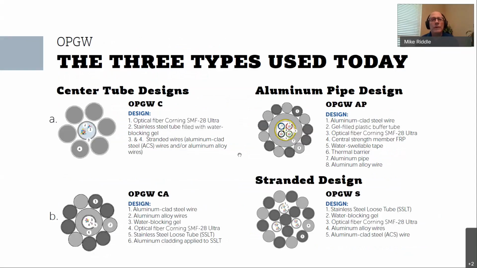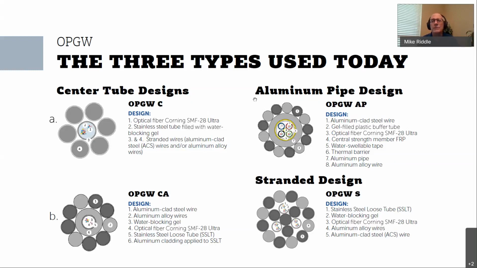Today, in the world, there are basically three types of OPGW used, and they each have their advantages and their disadvantages. There is not one design that is overwhelmingly superior to the other. It really depends upon what you're doing with the cable. So those three design types are center tube designs. There are two flavors of center tube designs. You can have a plain tube in the center, or you can have a tube in the center with aluminum around it. But the concept is essentially the same.